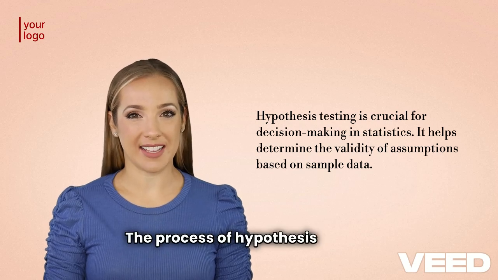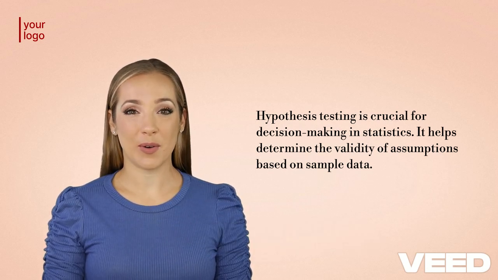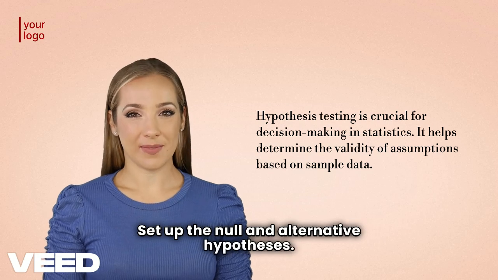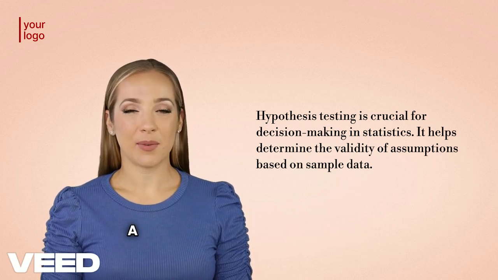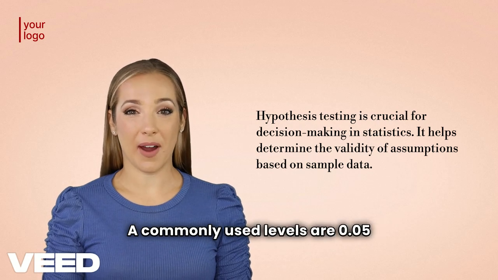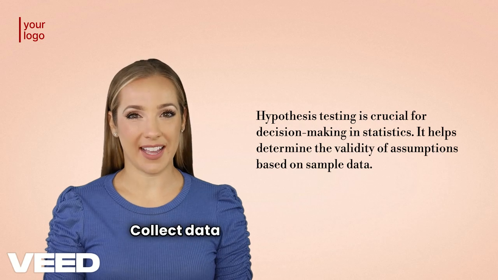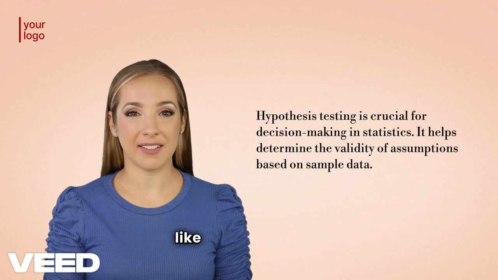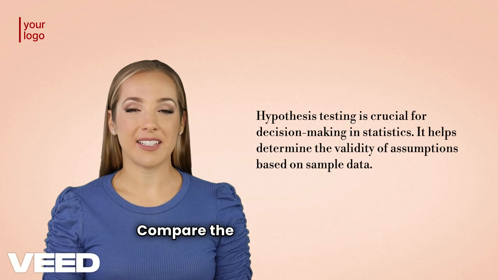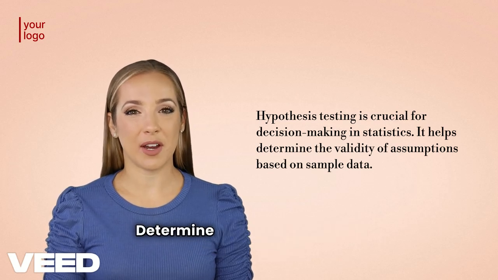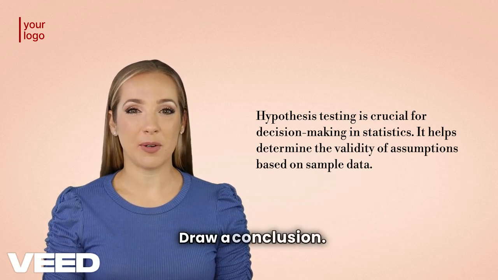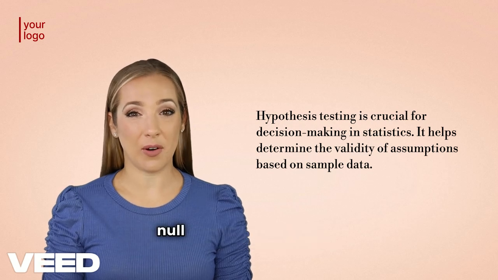The process of hypothesis testing typically involves the following steps. Define the hypotheses. Set up the null and alternative hypotheses. Choose a significance level, α. Commonly used levels are 0.05 or 5%. Collect data and compute a test statistic. Analyze the sample data using statistical methods like t-tests or z-tests. Compare the test statistic to a critical value. Determine whether to reject or fail to reject the null hypothesis. Draw a conclusion. State the results in terms of the null hypothesis and their practical implications.